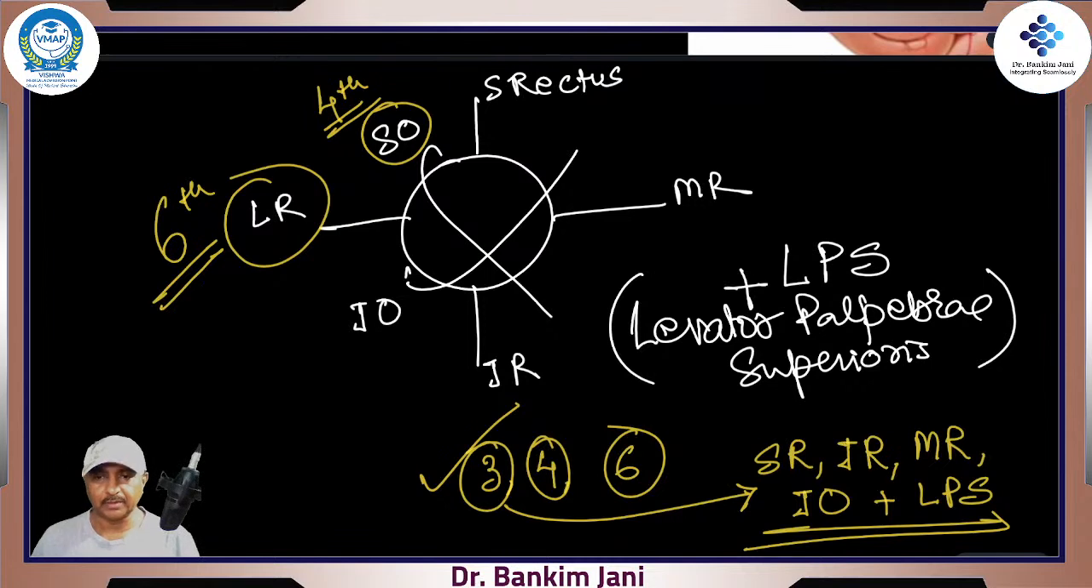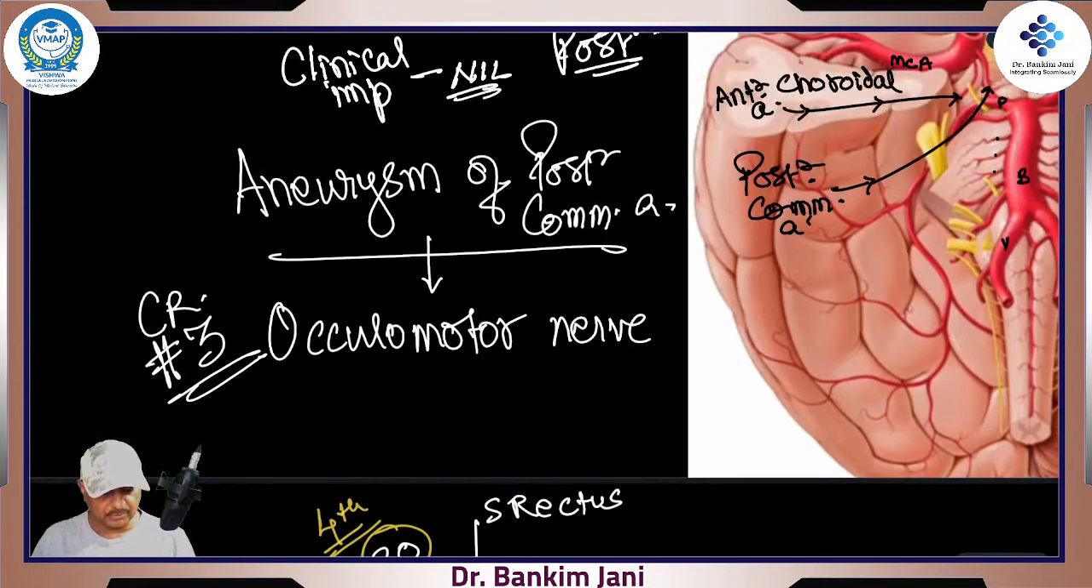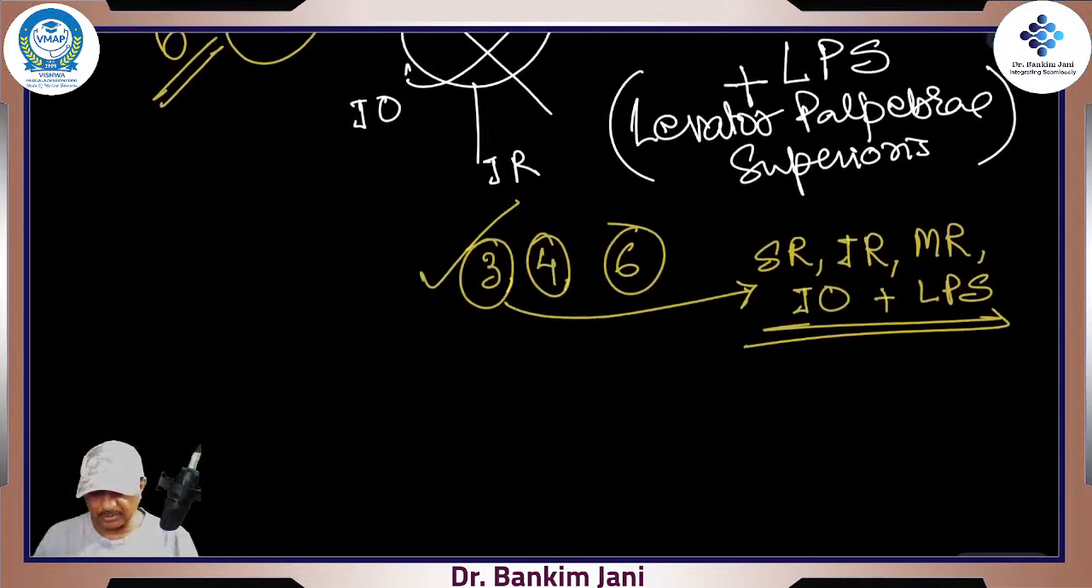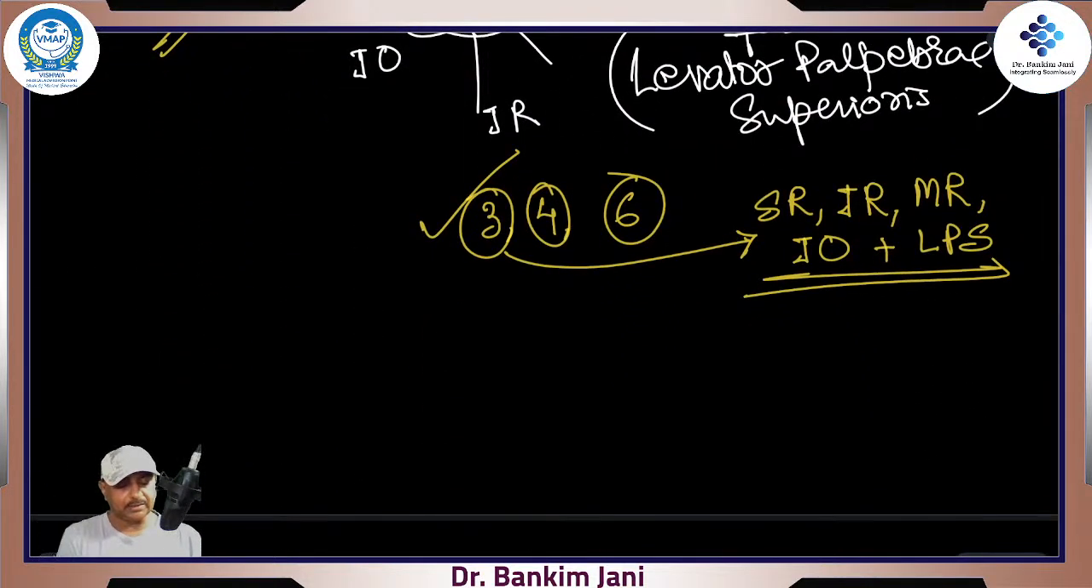That is involved. So when there is an aneurysm of the posterior communicating artery, then oculomotor nerve palsy can occur. What will happen in this case? When we say oculomotor nerve palsy, say this is cranial 3 palsy.